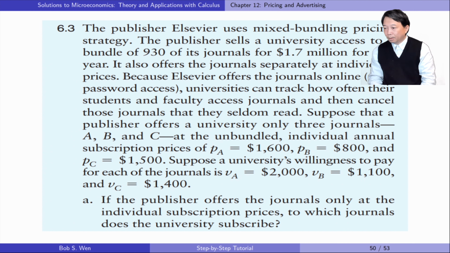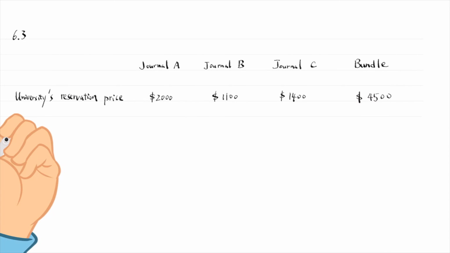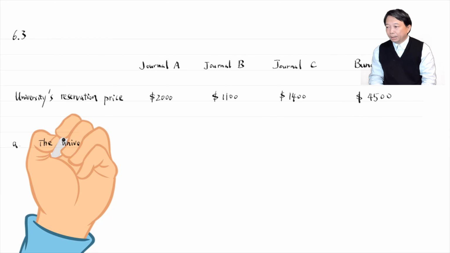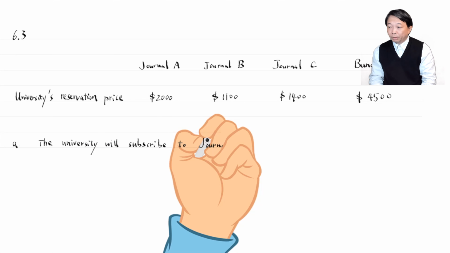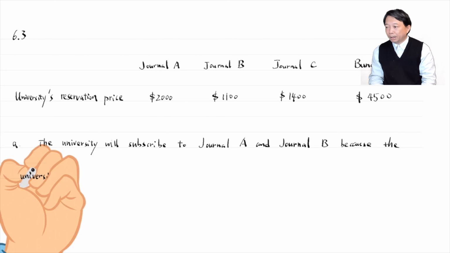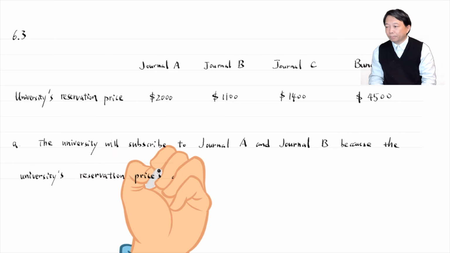In Part A, if the publisher offers the journals only at individual subscription prices, to which journals does the university subscribe? The university will subscribe to Journal A and Journal B because the university's reservation prices are higher than the actual prices the firm charges.